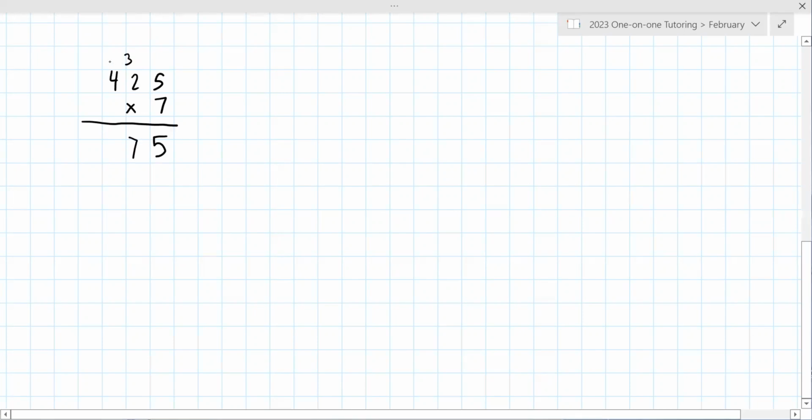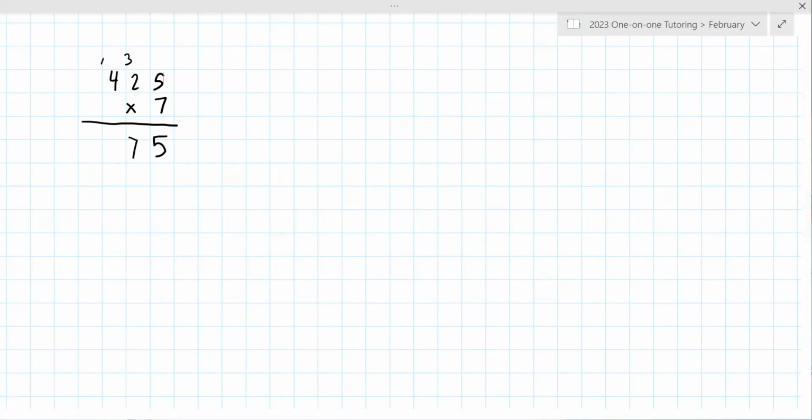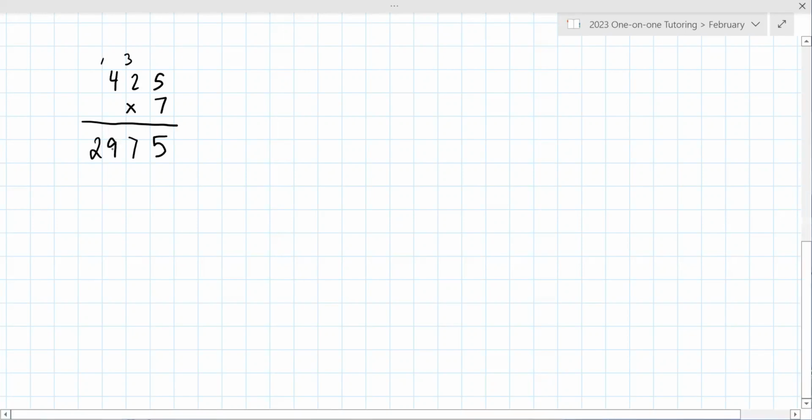So that was 17. Okay, and what's the carry? The carry is 1. And then 7 times 4 is 28, plus the 1 is 29. So I just put the 29 on the bottom, right? That's correct. Let's have you do just one more, please.